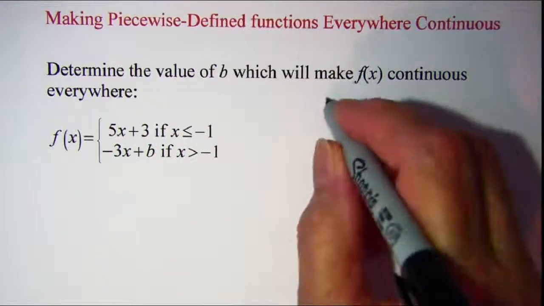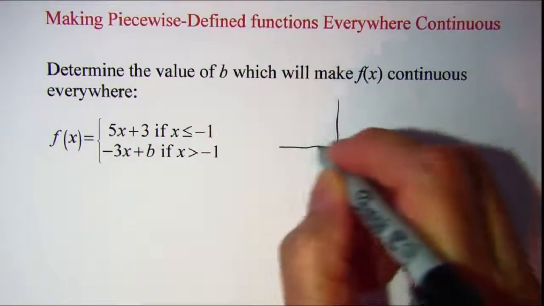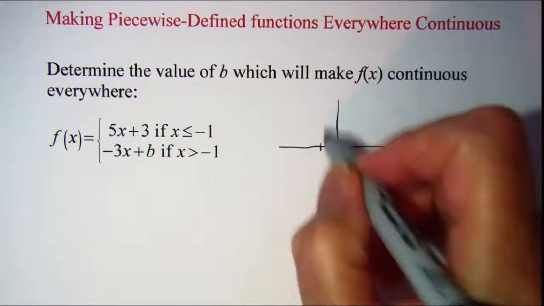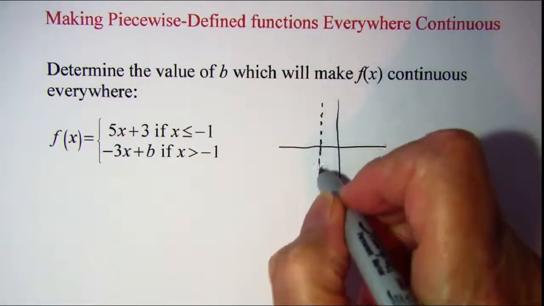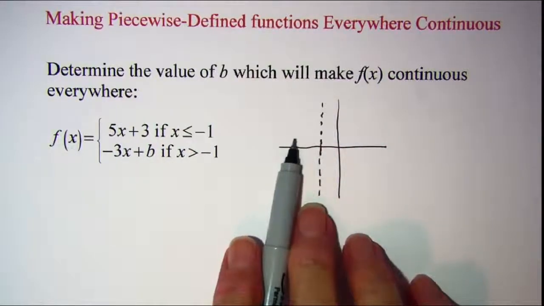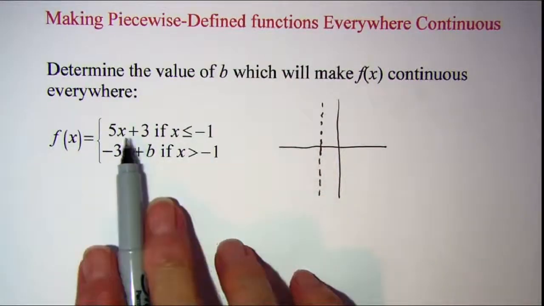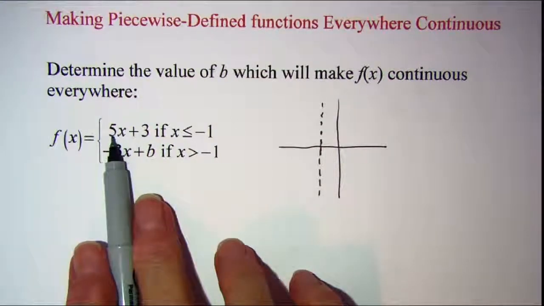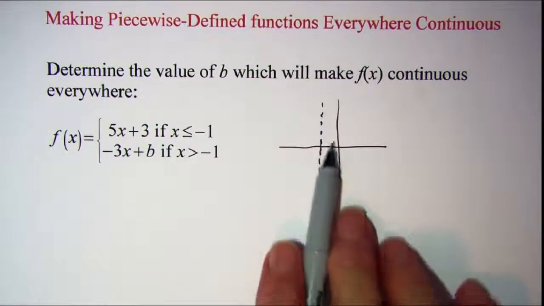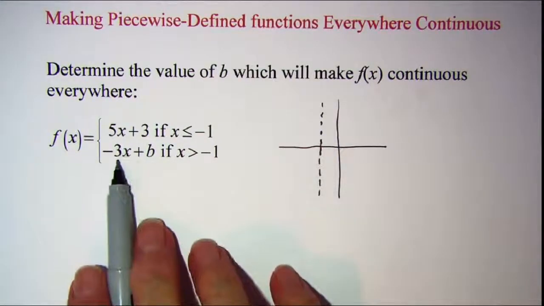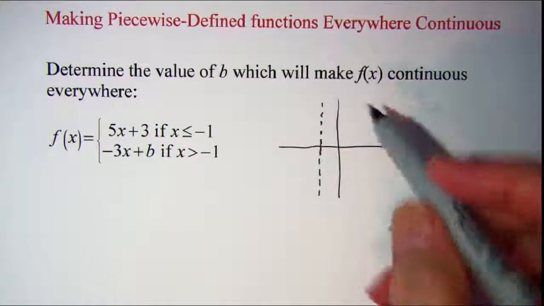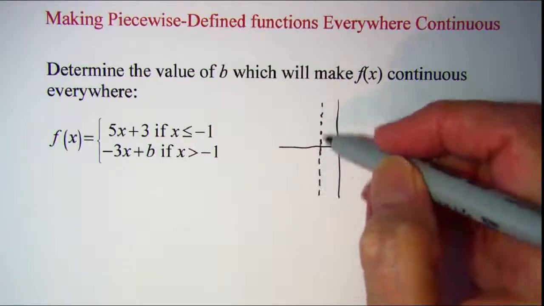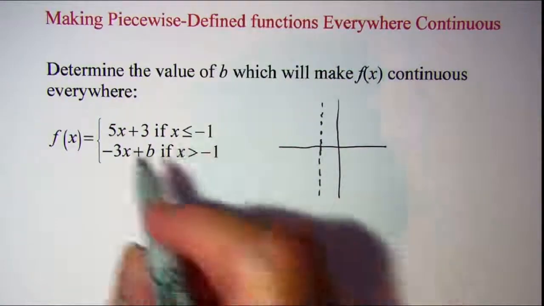Now with the piecewise defined function, this information acts like a boundary. At -1, on the left side of -1, the function behaves like this, 5x plus 3. So we have a y-intercept of 3 and a slope of 5. But then on the right side of -1, the function behaves like this one. Now the thing is, what we need to do to make this continuous is at x equal -1, both functions must have the same y value.